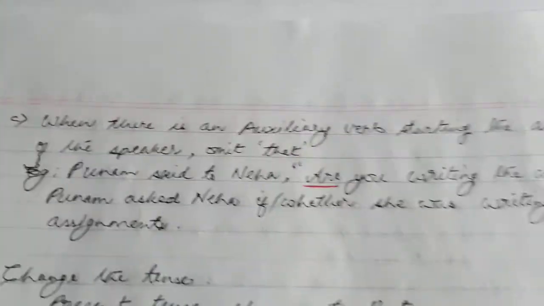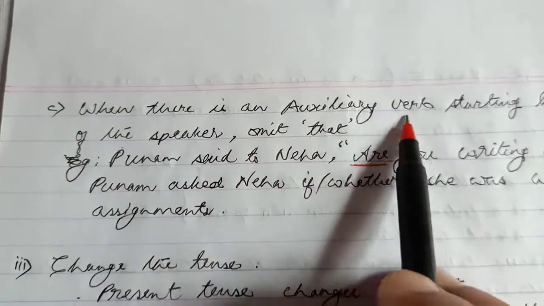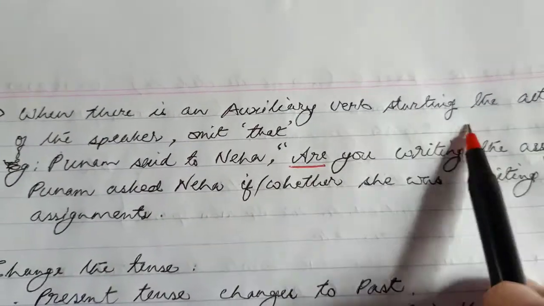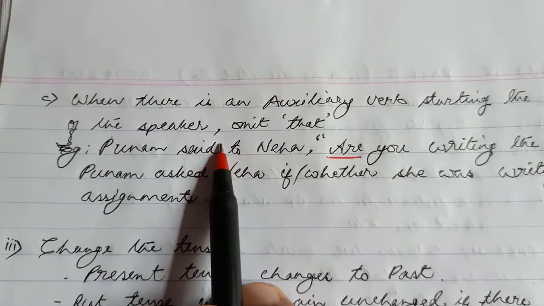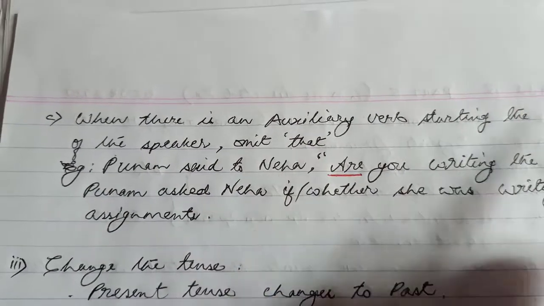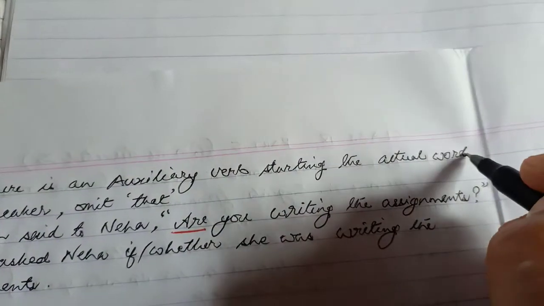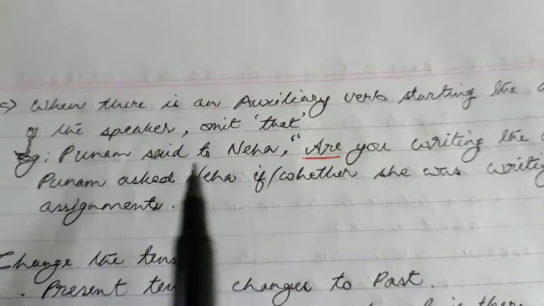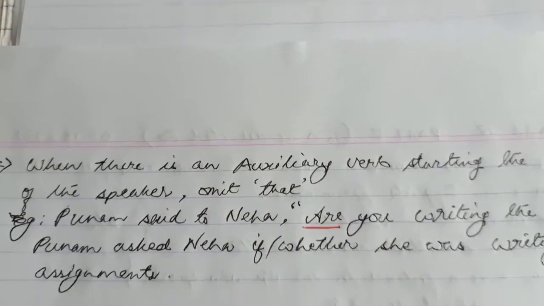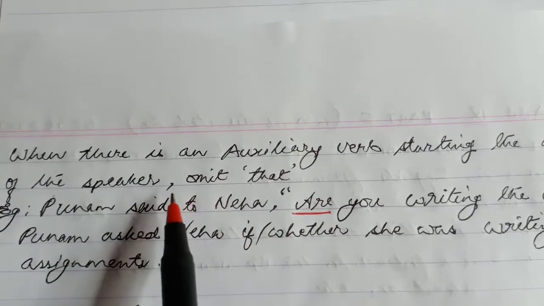Now the third case, when there is an auxiliary verb starting the actual words of the speaker, omit that. Starting the actual words of the speaker, omit the use of that. Now you see, right? So what does the third reason say?